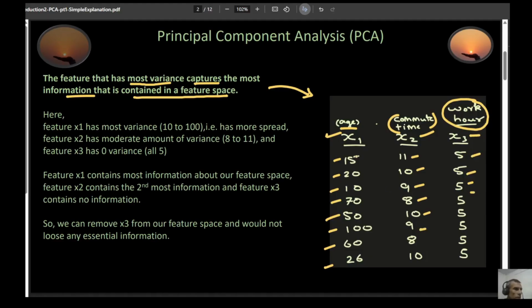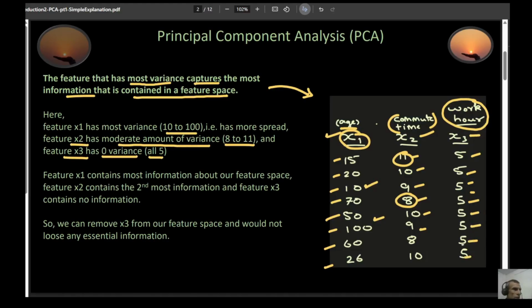Now, if you look at your x1 right here, you will notice that it has the most variance. Your numbers go from 10 all the way up to 100. So the numbers are between 10 and 100. In other words, you have more spread in column x1. On the other hand, feature x2 has a moderate amount of variance. Your range is from 8 to 11. You can see 8 is the minimum and the maximum is 11. So all your numbers are between 8 and 11. On the other hand, feature x3 has zero variance. There is no spread. All values are 5. You can see that everything is 5, 5, 5, 5, 5. So there is no variance.